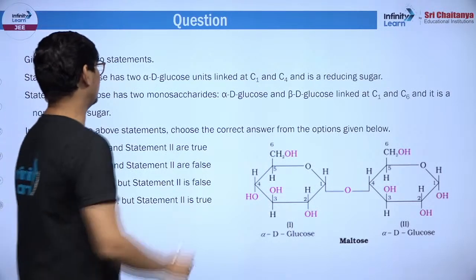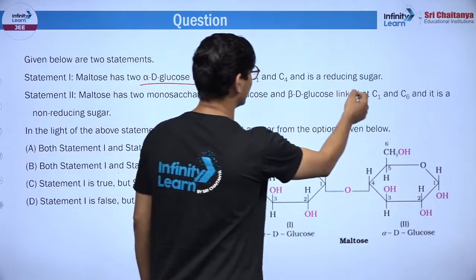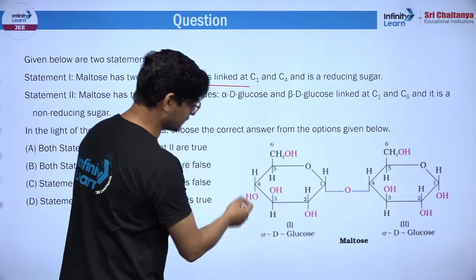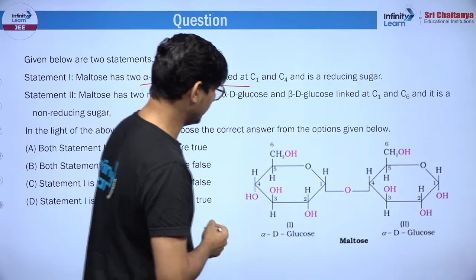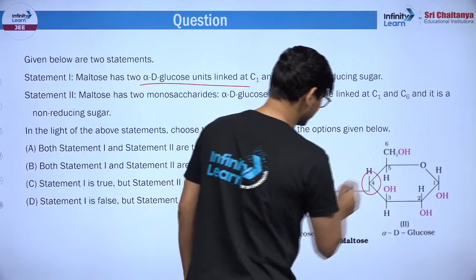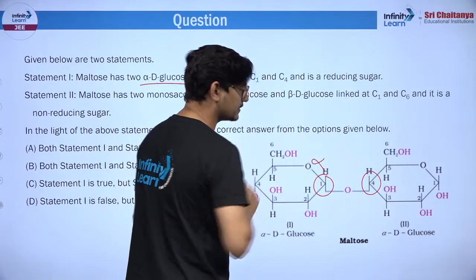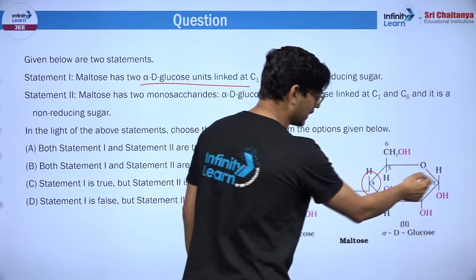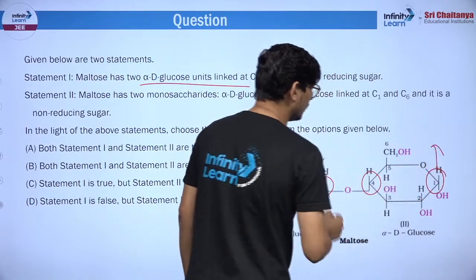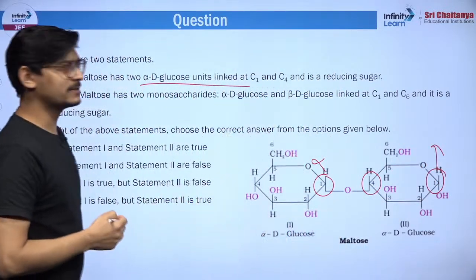Maltose has 2 alpha D-glucose units linked at C1-C4 as a reducing sugar. Yes, this is the structure of maltose. I hope you guys can see. C1-C4 linkage है. So this carbonyl carbon is not free, but this carbonyl carbon is free. Okay, so ये जो है maltose, it's a reducing sugar.